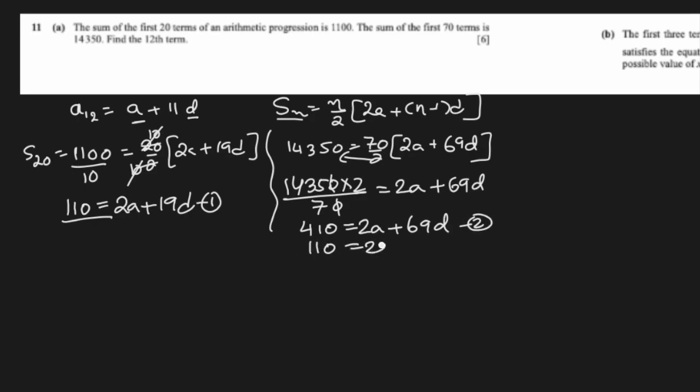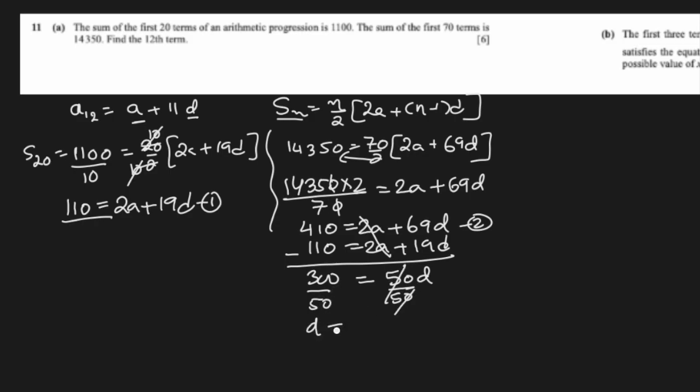And now we can subtract this equation number 1 from this equation number 2. 110 equal to 2A plus 19D, subtract. 410 minus 110 is 300. 2A and 2A cancel. 50D. Divide both sides by 50. So D is equal to 6. We got D equal to 6.